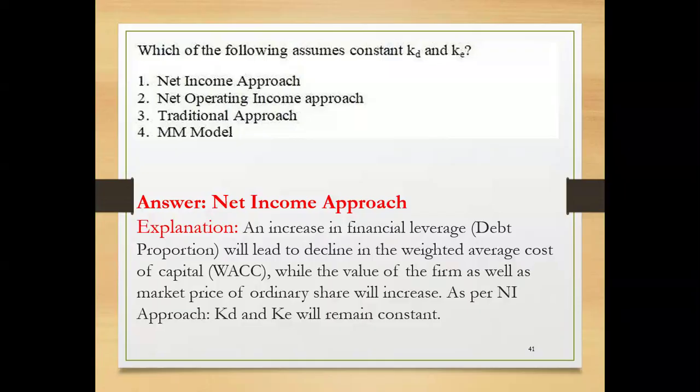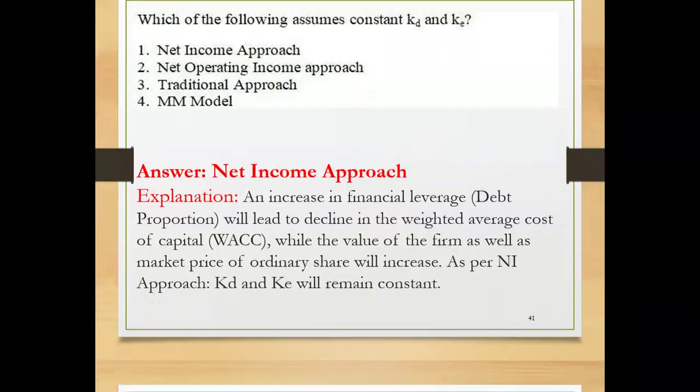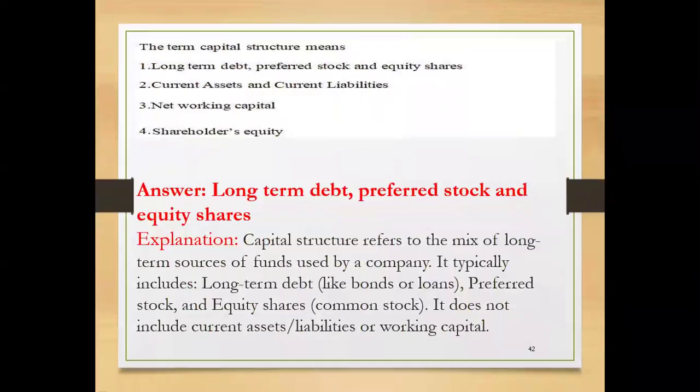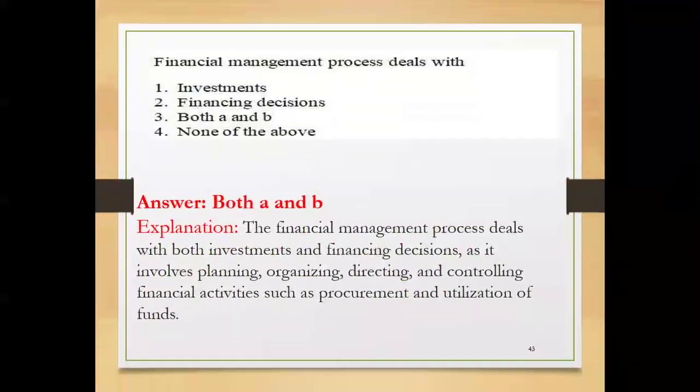As per the net income approach, KD and KE will remain constant. The long-term capital structure means long-term debt, preferred stock, and equity shares, or current assets and current liabilities, net working capital, shareholders' equity. The correct answer is capital structure: long-term debt, preferred stock, and equity shares. So, capital structure is a mix of all long-term sources of funds used by the company. Typically, it includes long-term debts like bonds, loans, preferred stock, and equity shares like common stock, but it does not include current assets or liabilities or working capital.